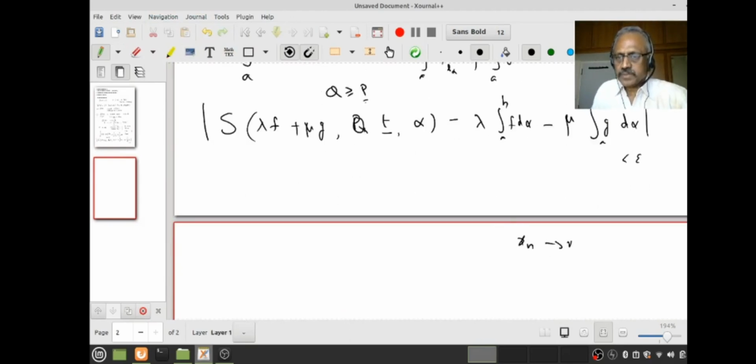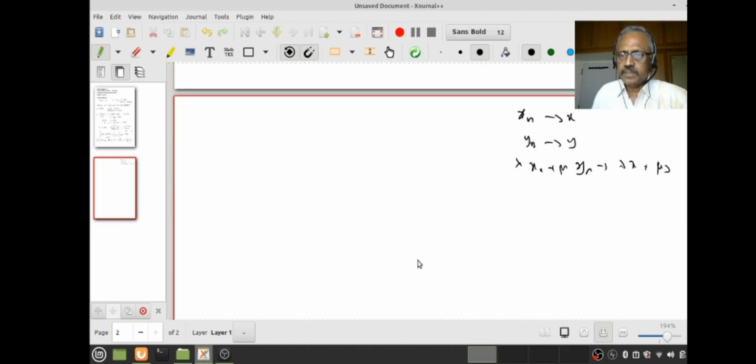Suppose I know xn converges to x, yn converges to y, then I want to show, let's say, lambda xn plus mu yn converges to lambda x plus mu y. What is it that I have to estimate? I have to estimate mod lambda xn plus mu yn minus lambda x minus mu y. Okay, so all of us are intelligent, right? The natural thing is to club these two things together, club these two things together. Then I know how to do that. You understand? The same thing.